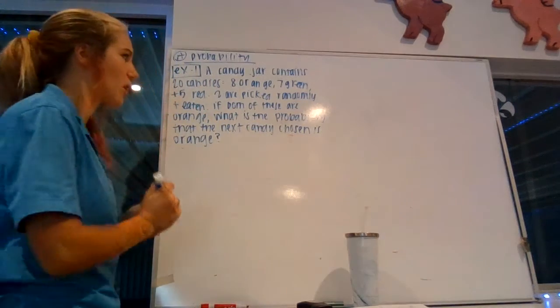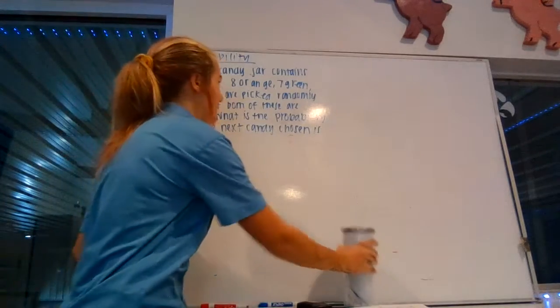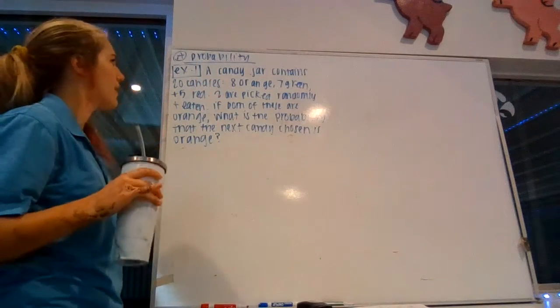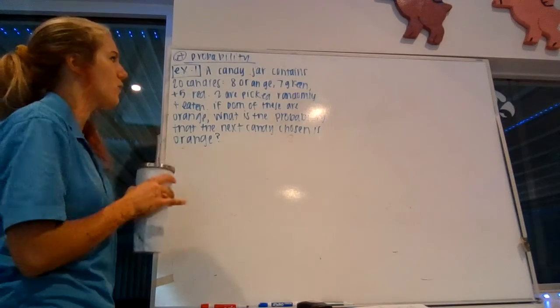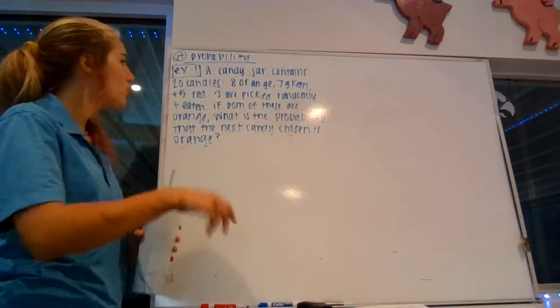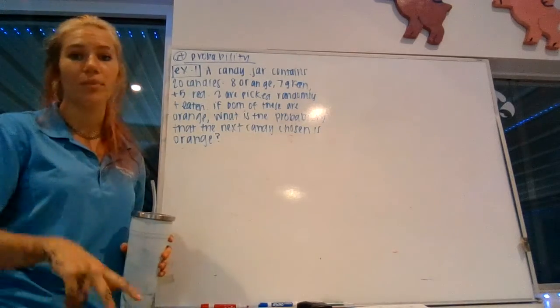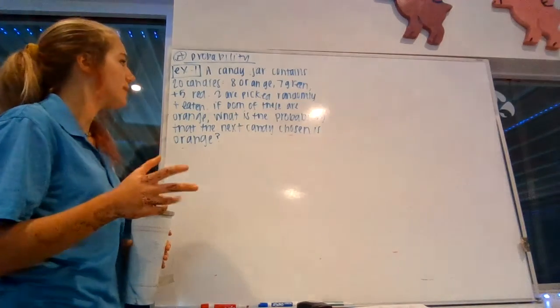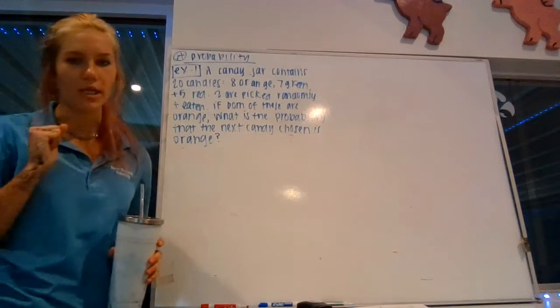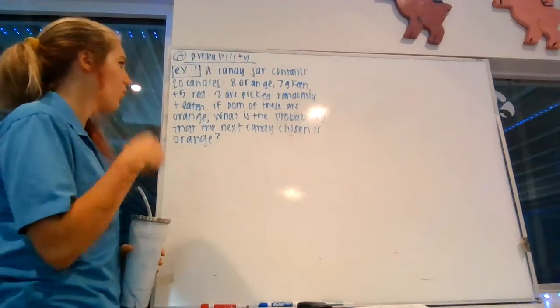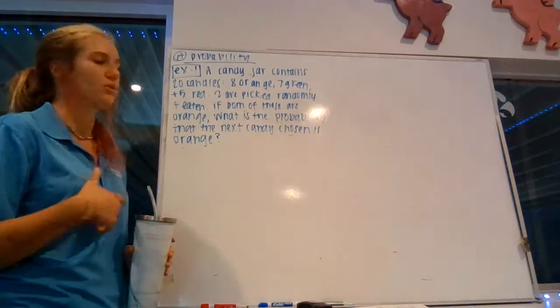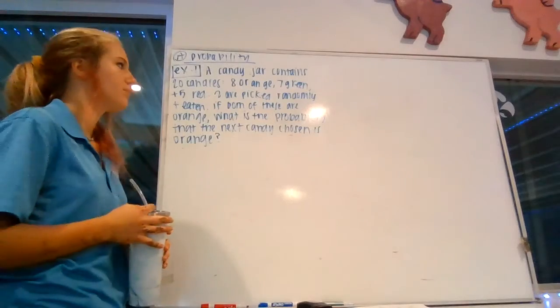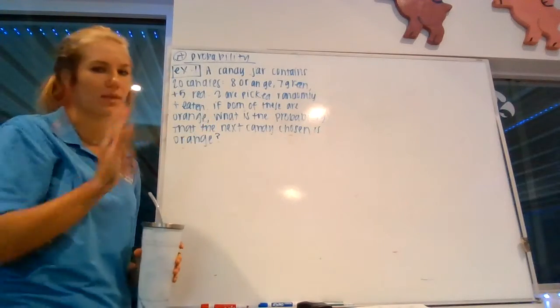So this one's a little bit longer, so I'm going to give you guys a little bit of time to write this down. It says that a candy jar contains 20 candies, 8 orange, 7 green, and 5 red. 2 are picked randomly and eaten, so they're not put back into the candy jar. And it's saying that if both of these candies that are eaten and taken out are orange, what is the probability that the next candy chosen is also going to be orange? So like I said, just take a second to write this down and then we'll work through it.